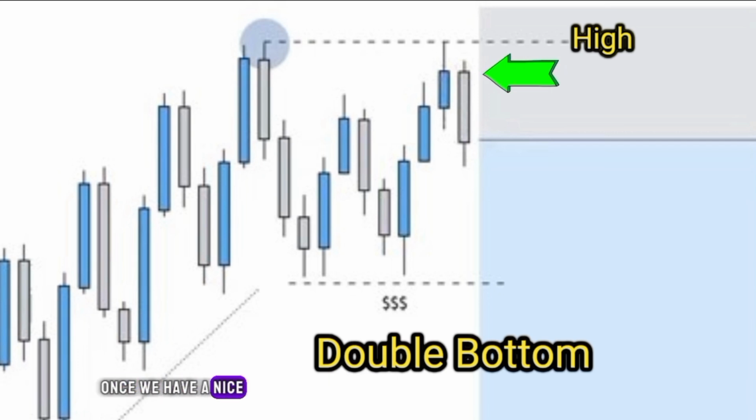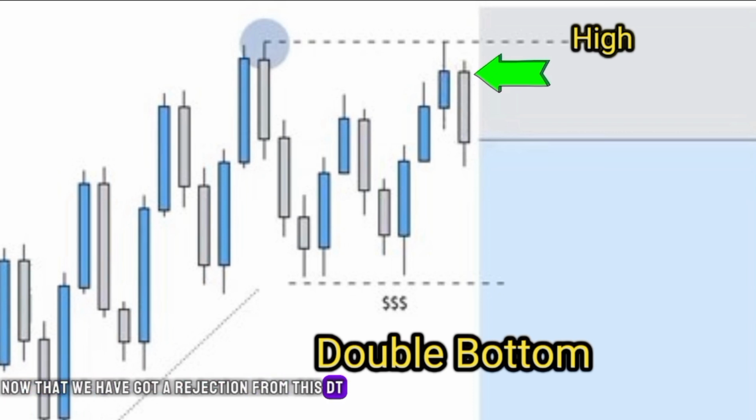So once we have a nice rejection from this double top and a nice retrace, this looks good for the majority of people, because price came up but we failed to break above this DT, or as we know it, equal highs. We have got a nice retrace candle, which again retail loves, because it's showing a potential move to the downside and rejection from an area. So now that we have got a rejection from this DT, people are looking to sell.